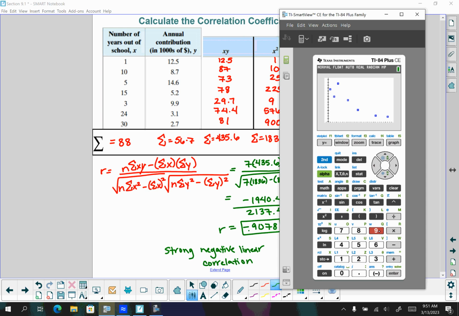Okay, any questions on the graphing calculator, checking correlation coefficient, getting the scatter plot? Everybody get it to show up okay?